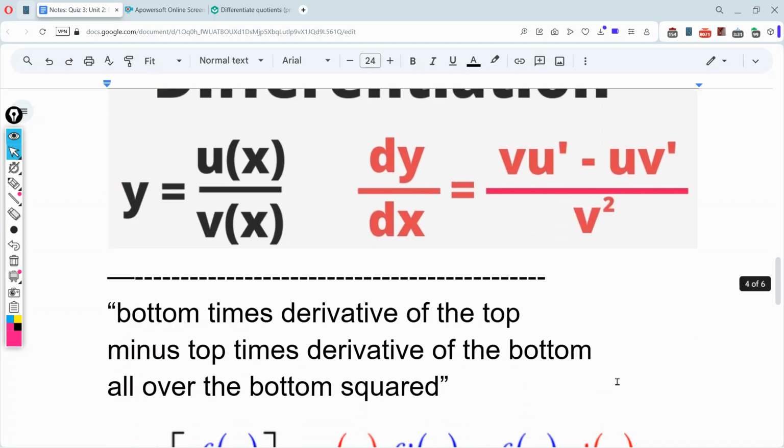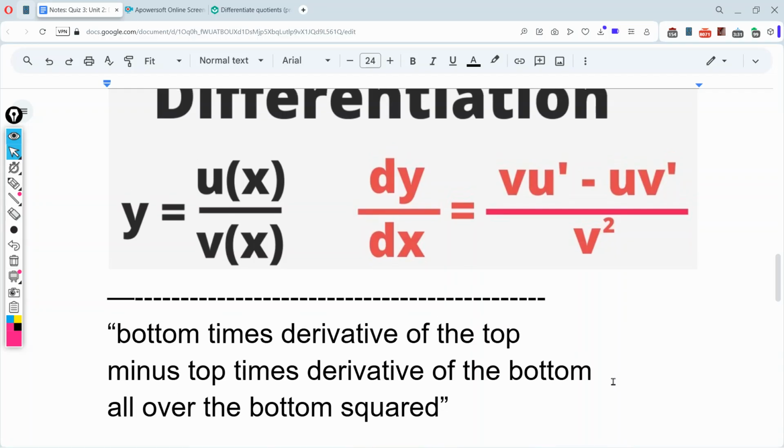Okay, the way I remember it in my mind, I know this is pretty informal here, but I remember bottom times the derivative of the top minus the top times the derivative of the bottom all over the bottom squared. When I say bottom times the derivative of the top, that's going to be v times the derivative of u. Minus top times the derivative of the bottom, so it's minus u times the derivative of v. And that whole thing is over the bottom squared.